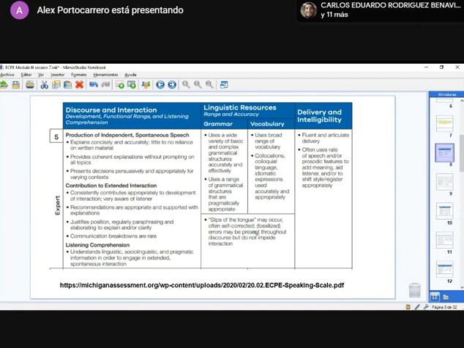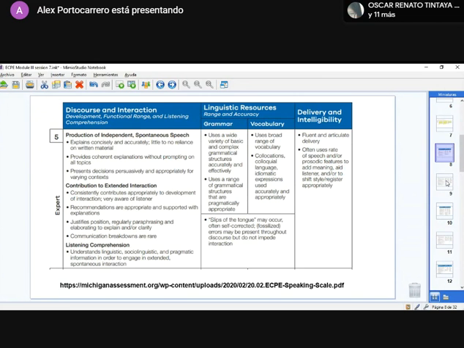There are some slips of the tongue that may occur, right? That doesn't really count. You don't discount points for that. But they are often self-corrected. That's a big plus when people self-correct. They may be present throughout, but they do not impede interaction. And when it comes to delivery and intelligibility, they are fluent, with articulate delivery, and often use rate of speech and or persuasive features to add meaning, aid the listener, and or to shift style and register appropriately, right?